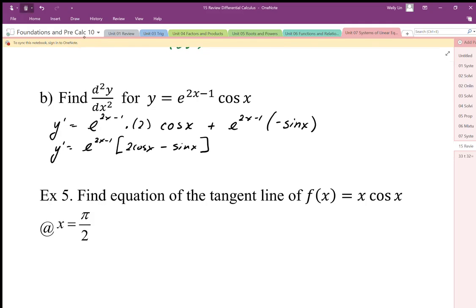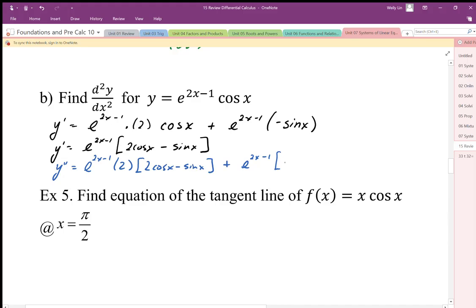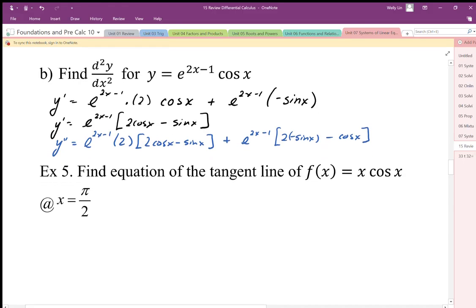The second derivative then, we're going to have to apply the product rule again and the chain rule. So e to the 2x minus 1 times 2 cos x minus sine x plus e to the 2x minus 1 and then times 2 times negative sine x minus cosine x. Okay, it doesn't look like there's any identities involved in here.